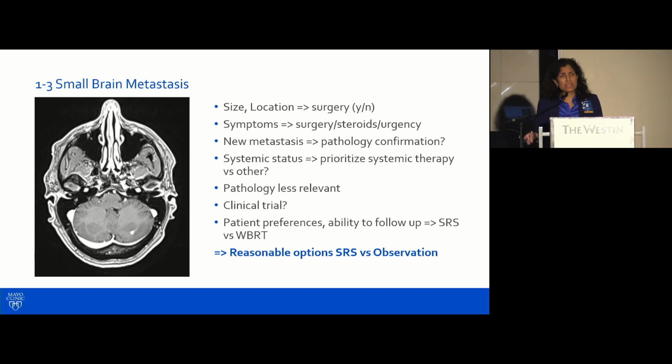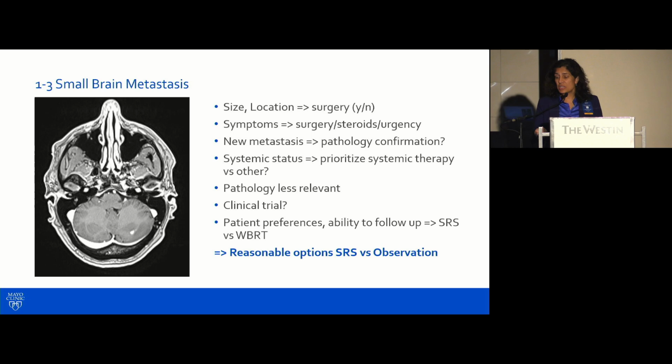For new metastases, if a patient hasn't had a prior diagnosis, then this might be relevant for establishing a diagnosis. Systemic status: if you have a small teeny-weeny metastasis, is it necessary to go after it right away if you can start chemotherapy and reassess the situation in a month or 2 or 3? The pathology is less relevant here if you really want to get going on something. Is there a clinical trial? Patient preferences. I find some patients like, treat it immediately. Other patients are, leave me alone and we'll see how things go.